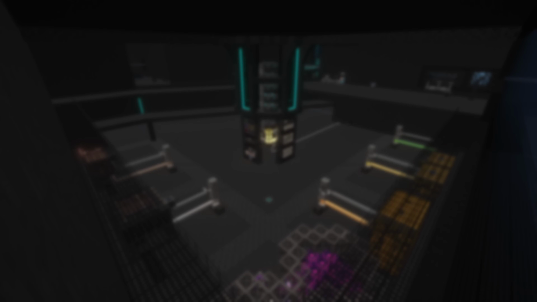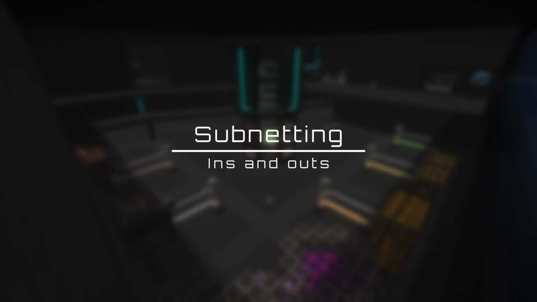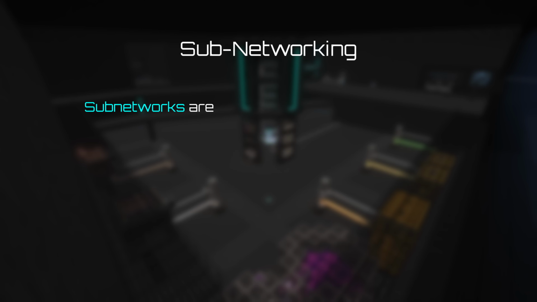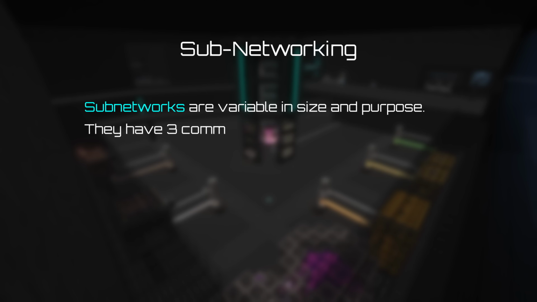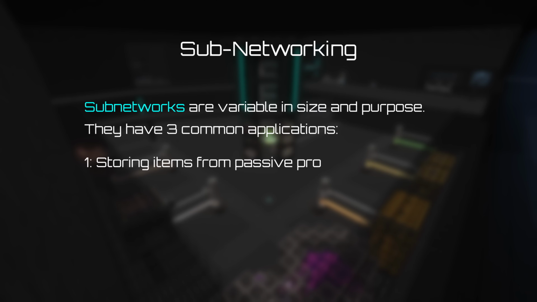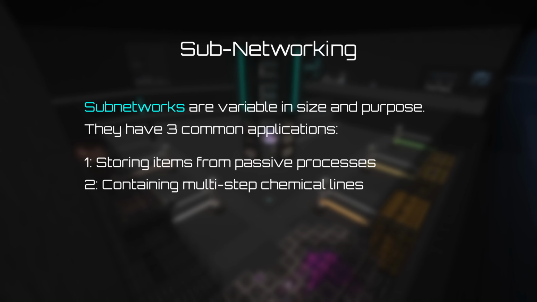Many of you asked about subnetting, so I intend to start with it. Subnets can be as small as 1 or 2 components, or as big as your entire main network. I generally use subnets for 3 purposes. 1. Storing the outputs of passive resource generators. 2. Containing and organizing large passive chemical processing lines. And 3. Automating a complex closed system using AE2 logistics.